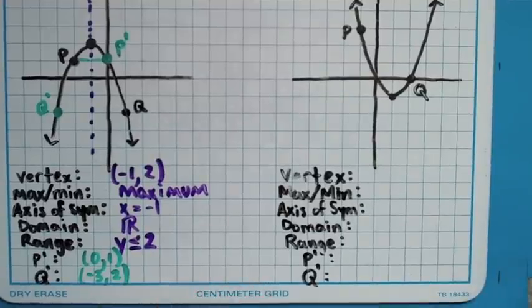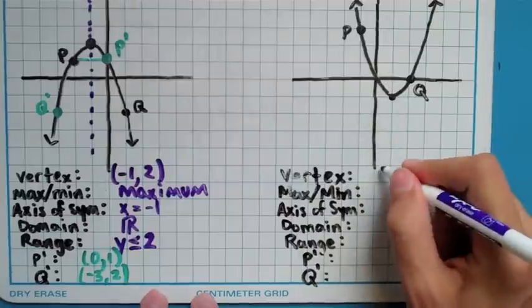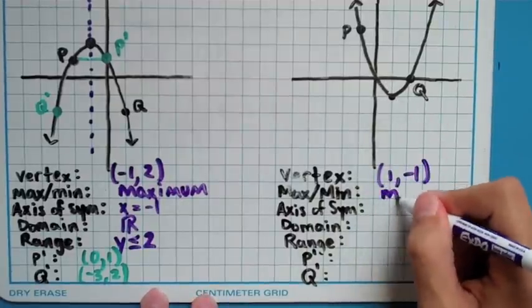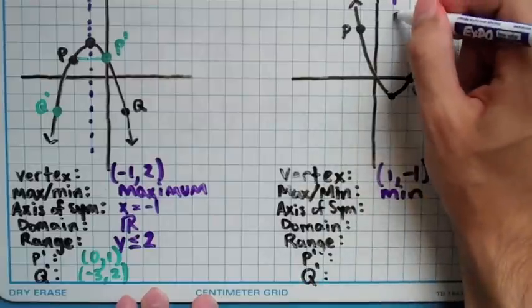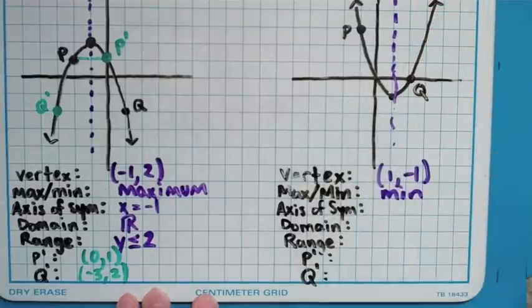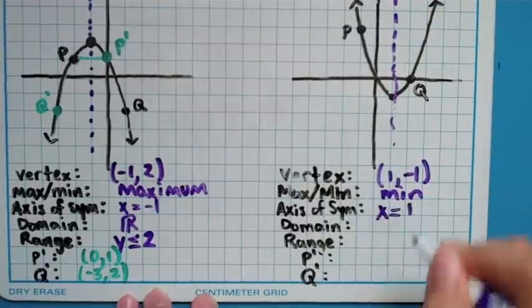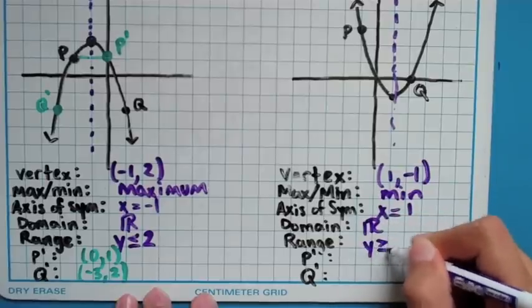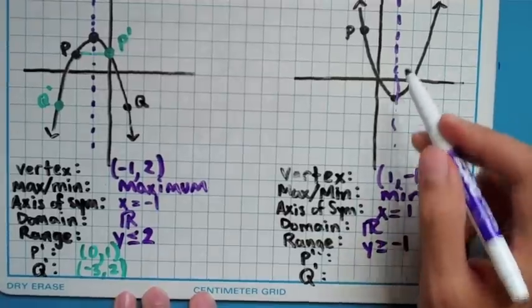I'm going to power through it right here and give you guys the answers. Vertex on this one is 1, -1. It is a minimum because it's the lowest point on my graph. Axis of symmetry is the dotted line right there that chops my graph in half. That's going to be at x equals +1. Domain is all real numbers. Range, y is greater than or equal to -1 because it's going up, so it's greater than.